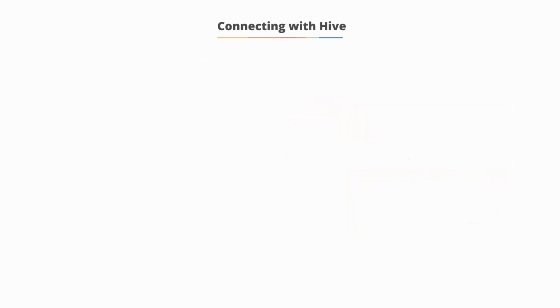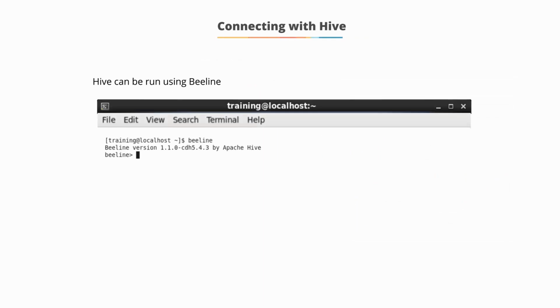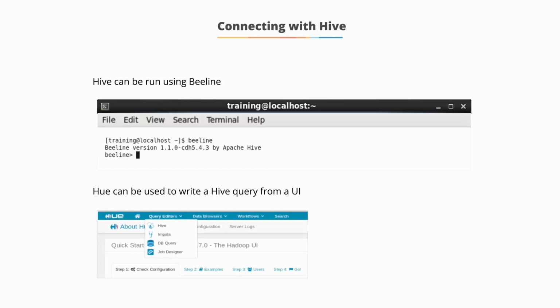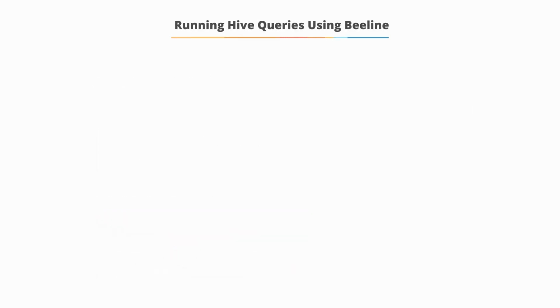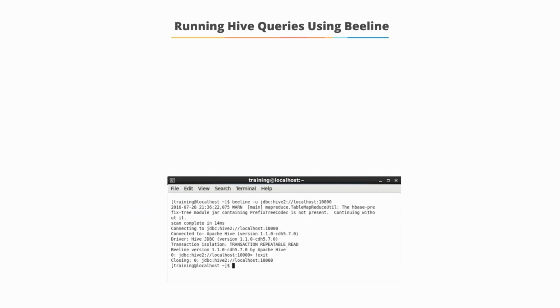Connecting with Hive. Hive can be run using the beeline command line. The command line you see here is executed by typing in beeline. It will then return the version and the beeline prompt. Hue, which is an open source web interface for Hadoop, can be used to write a Hive query from an easy-to-use user interface, also known as a UI. You can click on the Hive or Impala option from the query editor to start writing a query in the respective tools.